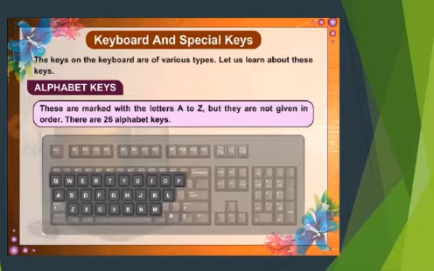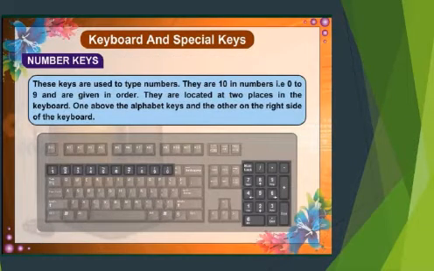Now, number key. These keys are used to type numbers. There are 10 numbers, that is 0 to 9, and they are given in order. They are located at two places on the keyboard. Students, number keys are located at two places: one is above the alphabet keys and another one is on the right hand side of the keyboard.